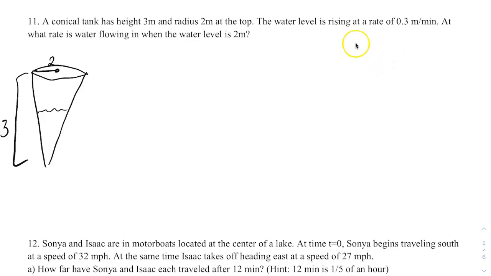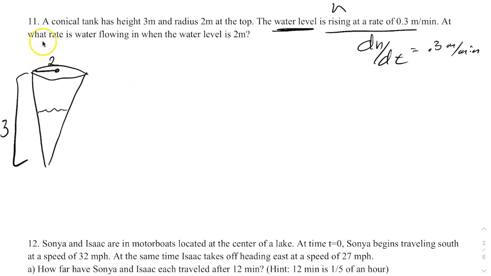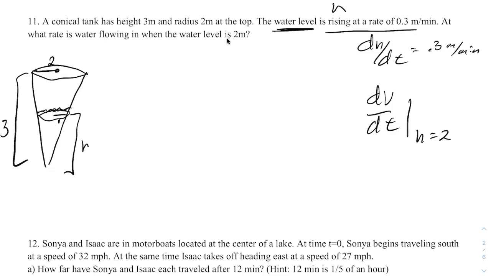Water level is rising at a rate of, so keep in mind, water level, that's your h. So dh/dt equals 0.3 meters per minute. At what rate is water flowing in when the water level is 2 meters? So they want to know what dV/dt is when h is 2. So again, here's our water. If we do a little thing here, there's an r, and this is h.